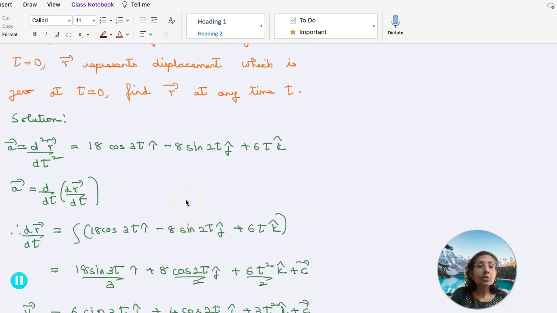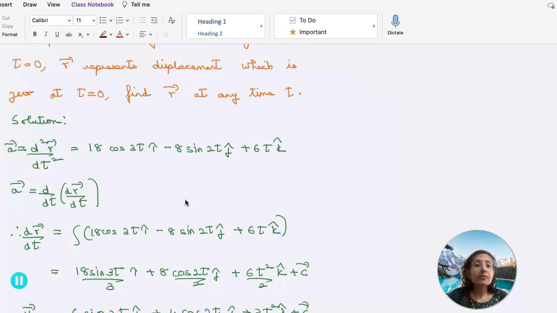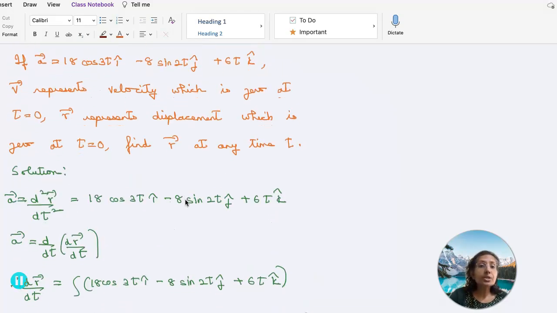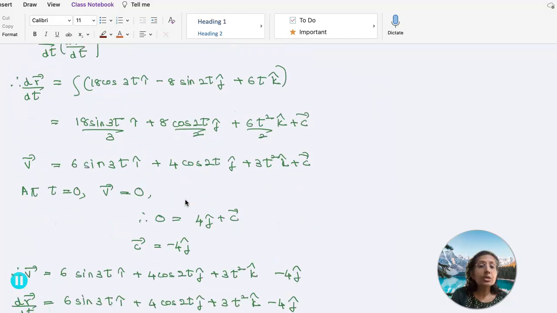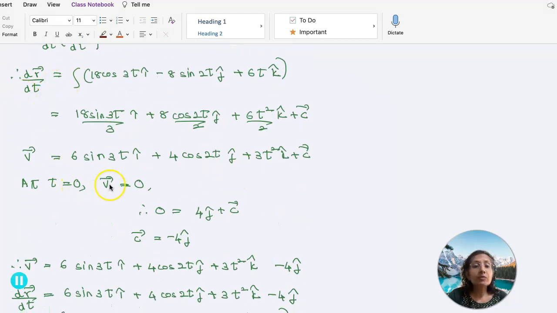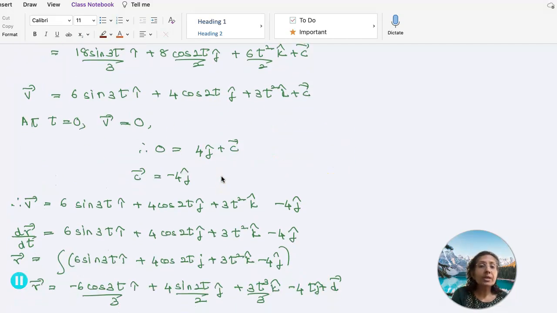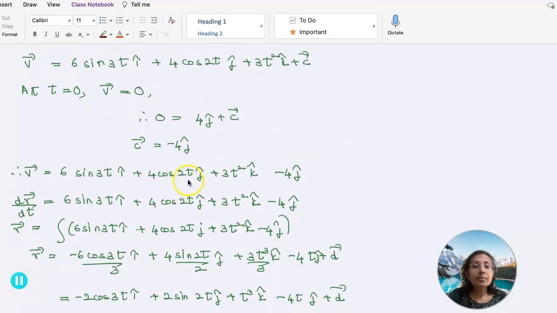Now going back to the question, you are given that v represents the velocity, which is 0 at t equal to 0. So at t equal to 0, what will v be? 0. So substituting here, you get 0 equal to 4j plus c, because cos 0 is 1. So c is minus 4j. And now what do we do? We substitute this c for v. So v becomes 6 sin 3t i plus 4 cos 2t j plus 3t² k minus 4j.